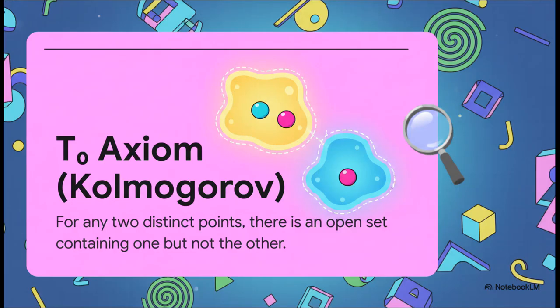So let's start with T0, the Kolmogorov axiom. Here's the deal. It's super simple. If you've got two different points, say A and B, all this rule says is that there has to be some kind of neighborhood. Just picture a fuzzy bubble around one of them that contains A but not B, or vice versa. It's just a one-way street, but hey, it's a start. It's the bare minimum to say, okay, these two points are definitely different.